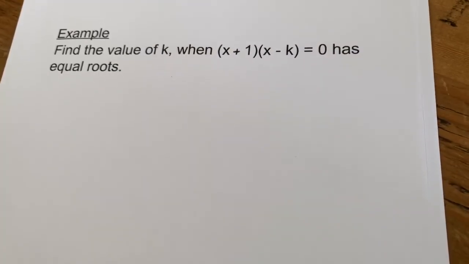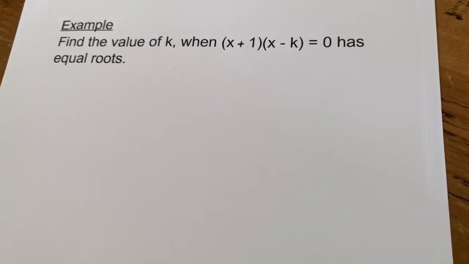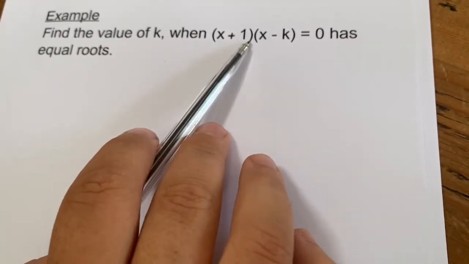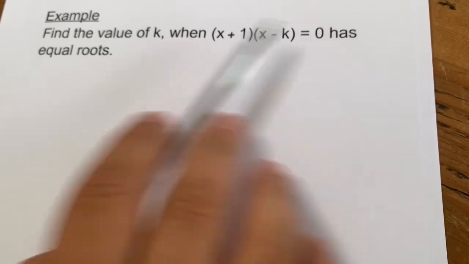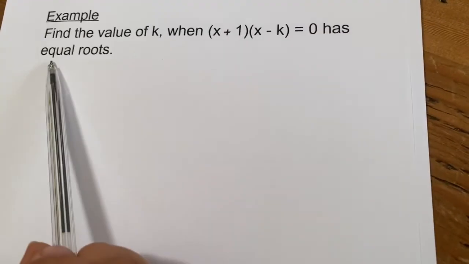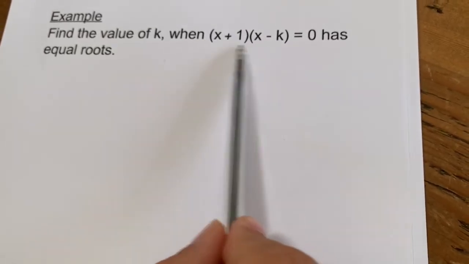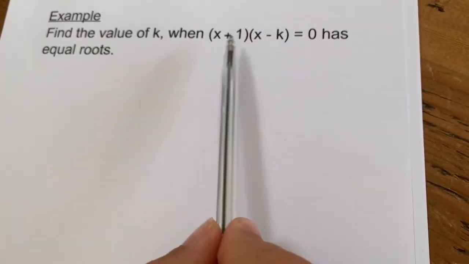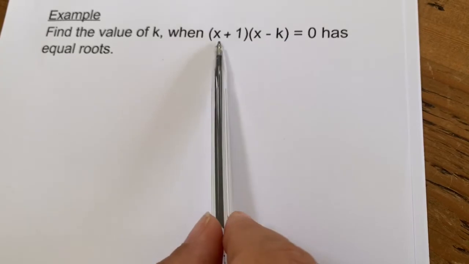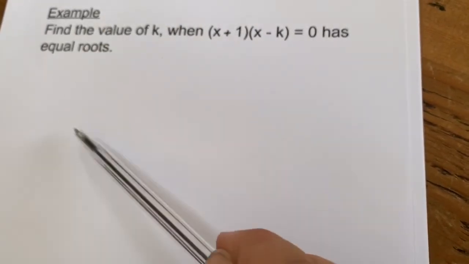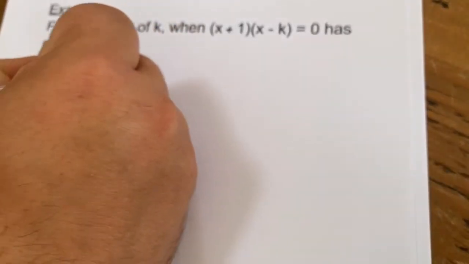Okay, so final example, we're going to look at the same sort of thing. So we've got finding the value of k when x plus 1, x minus k equals 0 has equal roots. So when we start talking about equal roots, we're doing the b squared minus 4ac, but this is not in the form where I can just lift the a, the b, and the c, so that I can do the b squared minus 4ac. So I'm going to have to expand the brackets and write it so that I can lift the a, the b, and the c.